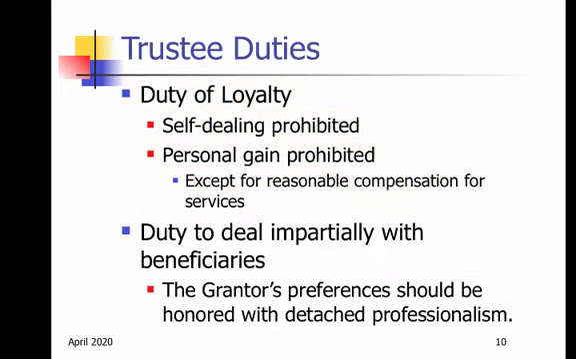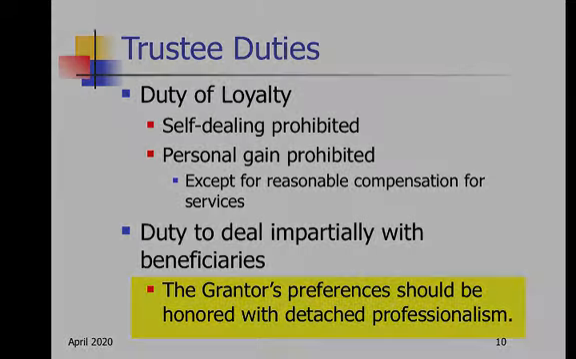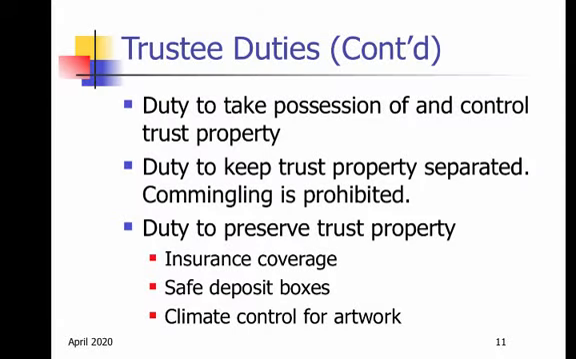The next duty is the duty to deal impartially with beneficiaries. This does not mean that a trustee cannot make judgment decisions regarding distributions to one beneficiary over another. In fact, the terms of the trust may require the trustee to make such decisions. But in doing so, the preferences of the grantor of the trust should be what guides the trustee, not the trustee's own personal preferences. In other words, the trustee should honor the grantor's preferences with detached professionalism. Let's quickly run through the remaining duties.